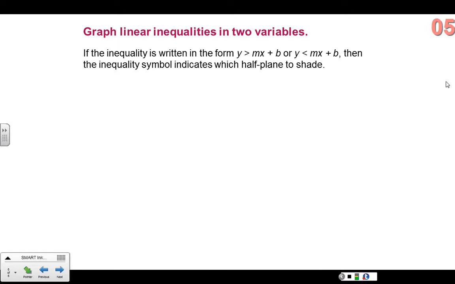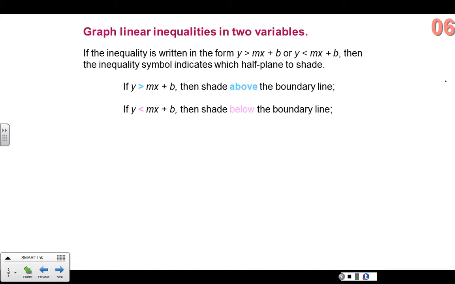Graph linear inequalities in two variables. If the inequality is written in the form y is greater than mx plus b or y is less than mx plus b, then the inequality symbol indicates which half plane to shade. If it's greater, you'll shade above the boundary line. If it's less, you shade below the boundary line. This method only works if the inequality is solved for y.